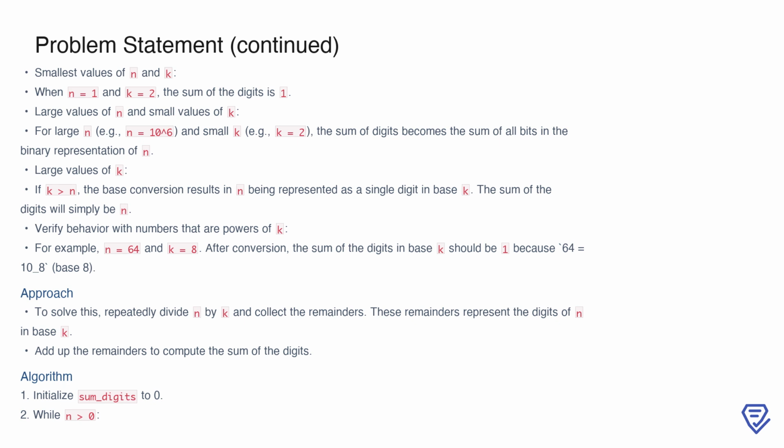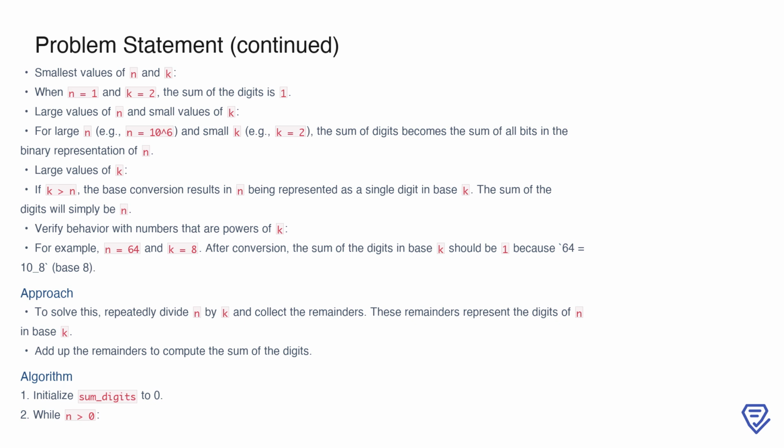Let's start with the smallest values for n and k. If n is 1 and k is 2, the conversion of 1 to base 2 still results in 1. Since there's only one digit, the sum of the digits is also 1. Now, for larger values of n and smaller values of k, such as n equal to 1 million and k equal to 2, the base 2 conversion results in a binary number with many digits. The sum of the digits in this case becomes the total count of ones in the binary representation of 1 million. For large values of k, when k is greater than n, the base conversion results in n being represented as a single digit in the new base. In this case, the sum of the digits is simply n.